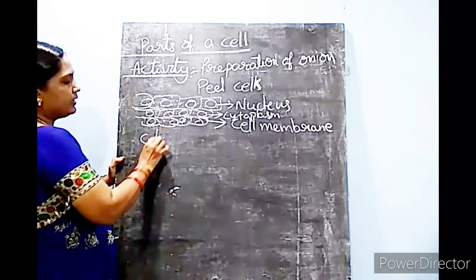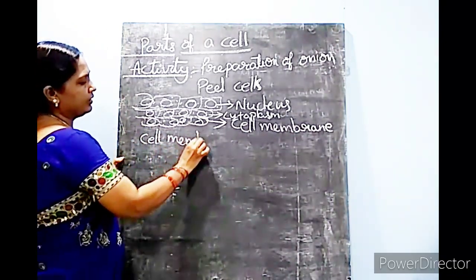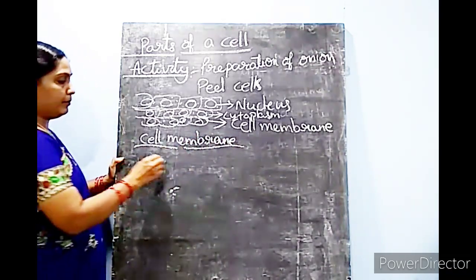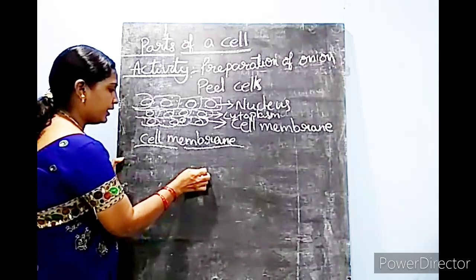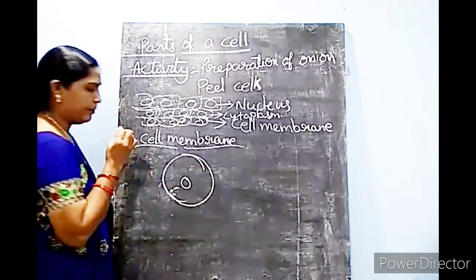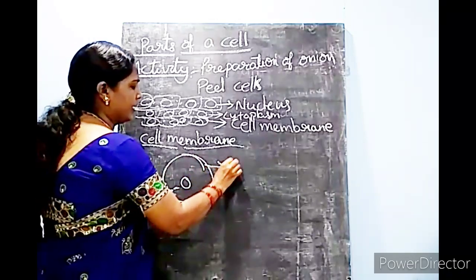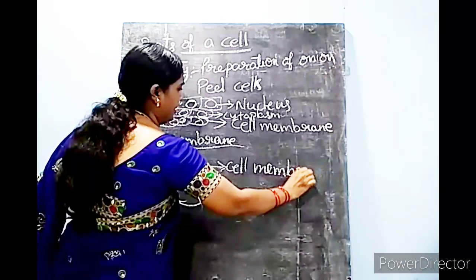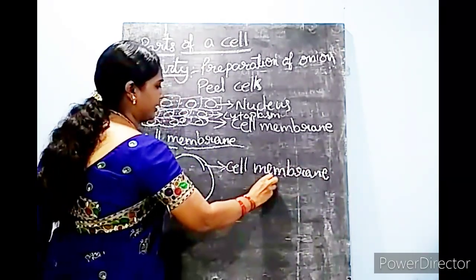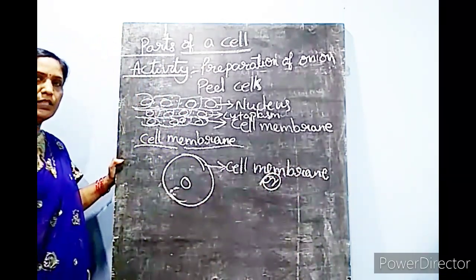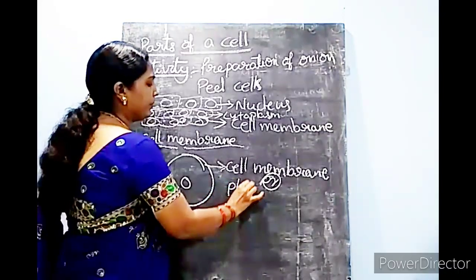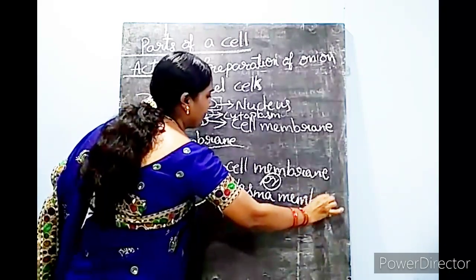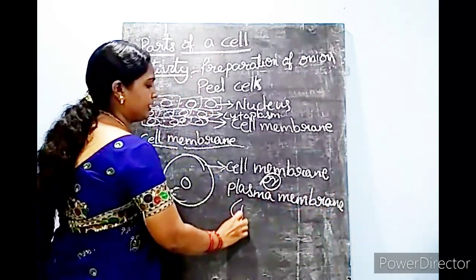That is, the cell membrane. Each cell is surrounded by a membrane, known as the cell membrane. The other name for the cell membrane is plasma membrane. This membrane is made up of proteins and lipids.